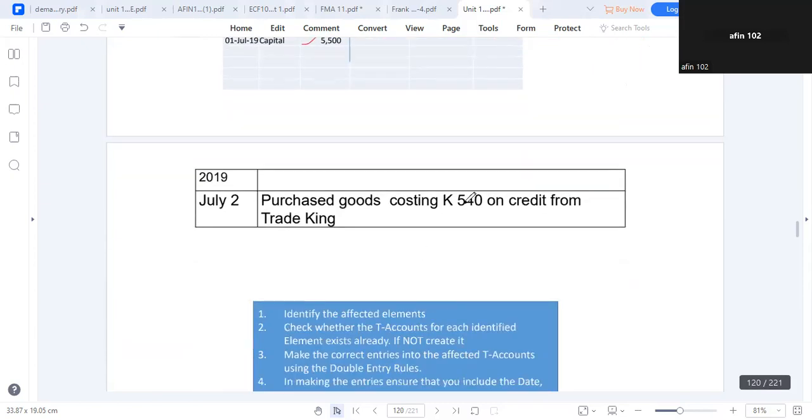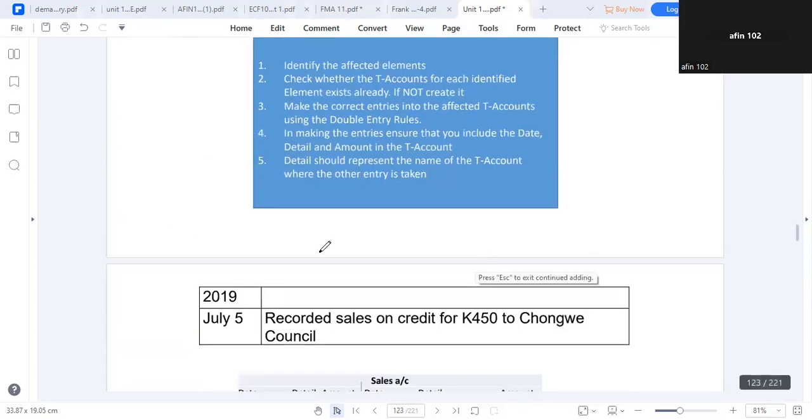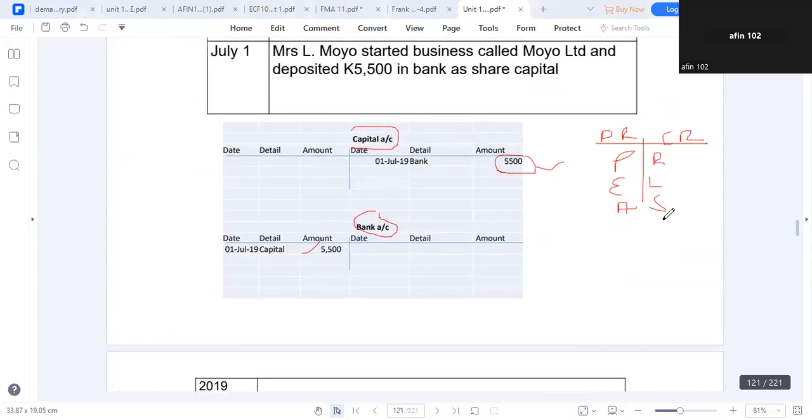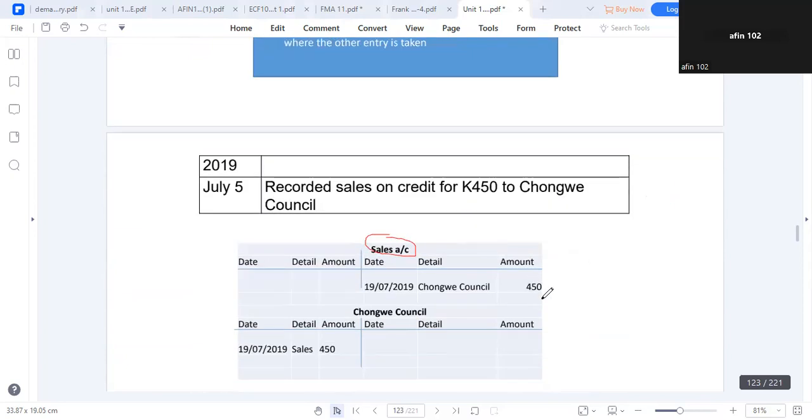Purchased goods from Trade Kings, 540. So we have purchases and Trade Kings. We start with the purchases account, to increase it under pairs we debit it, and Trade Kings we credit because it's a creditor. Then recorded sales on credit to Chongwe at 450. So we have sales under pairs, which is on the credit side. To increase sales we credit. And Chongwe is the debtor, so we're going to debit. Are we following? Yes, we are.